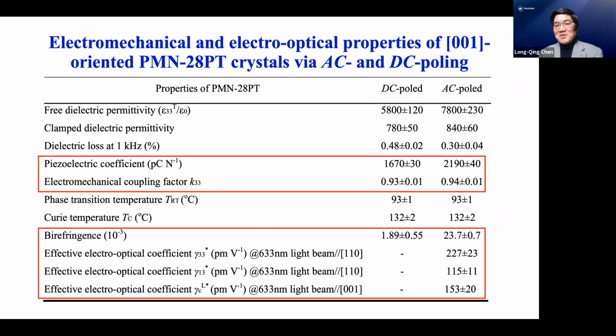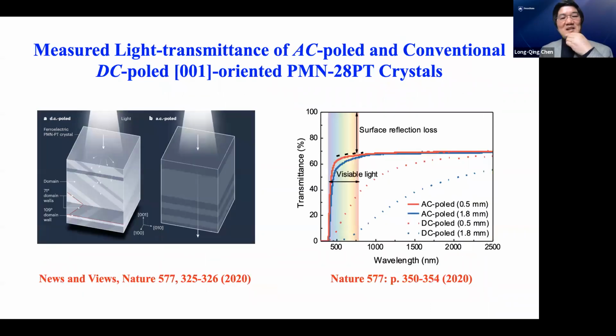And in terms of optical properties, we now have a much better, higher birefringence in the AC pole crystals. We didn't really measure the electro-optical coefficient for the DC pole because there are a lot of domains, and it's still really opaque. It's not really transparent.